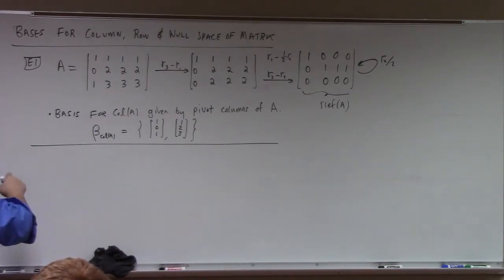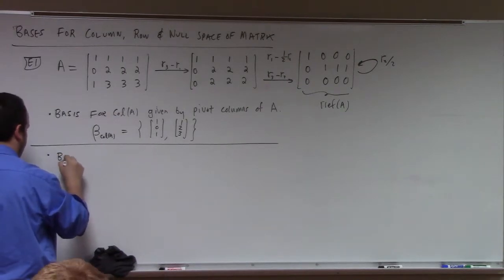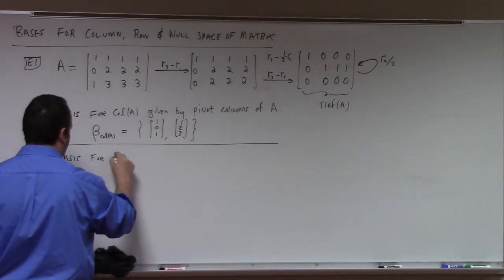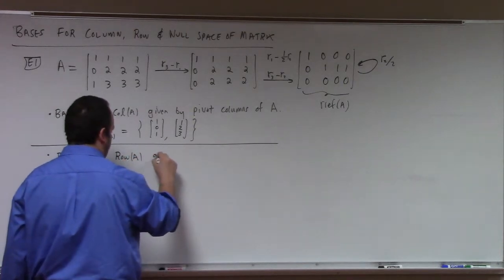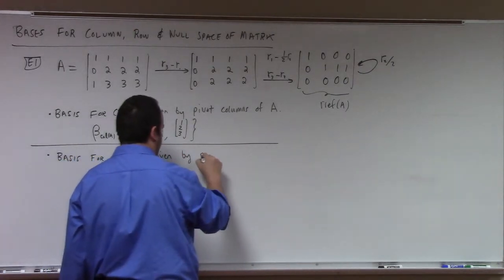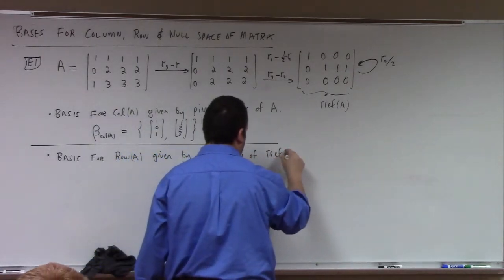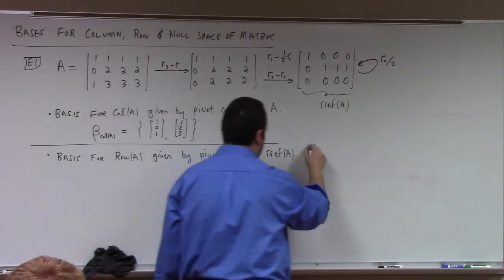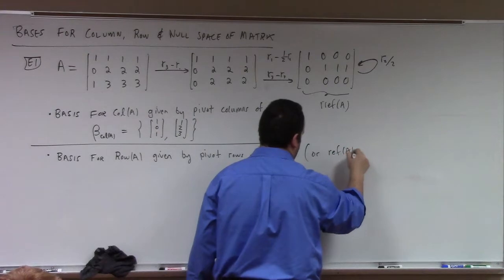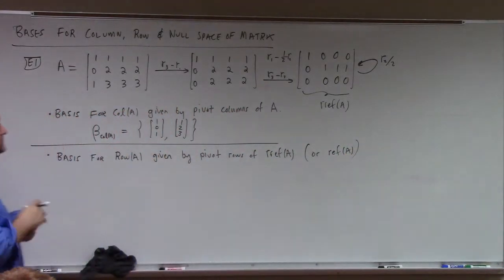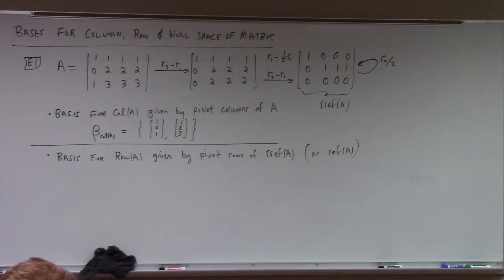Okay. Next up, basis for row space. Given by pivot rows of the reduced row echelon form of A, or RREF of A. Now, you can't really see it in this problem, but it's coincidental but true that you could also use row 1 and 2 of the matrix in this case for a basis for the row space, but there are other examples where row swaps would get you into trouble.